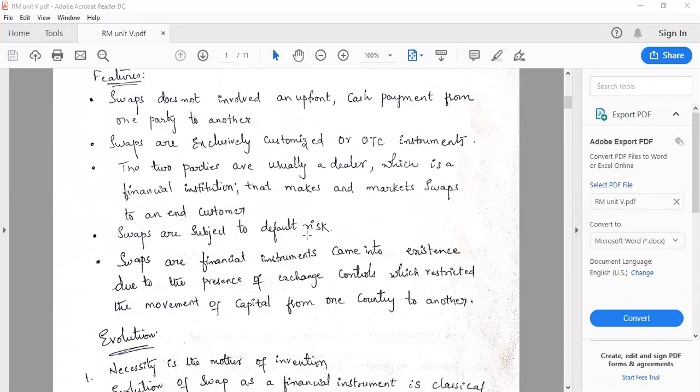Those are the two parties involved in a swap, and no intermediary will be involved, unlike options or futures. In futures, an intermediary is involved between the buyer and the seller, and in options also an intermediary is involved between the buyer and the seller. But not in forwards or in swaps. So swaps and forwards are OTC instruments, meaning over the counter instruments.